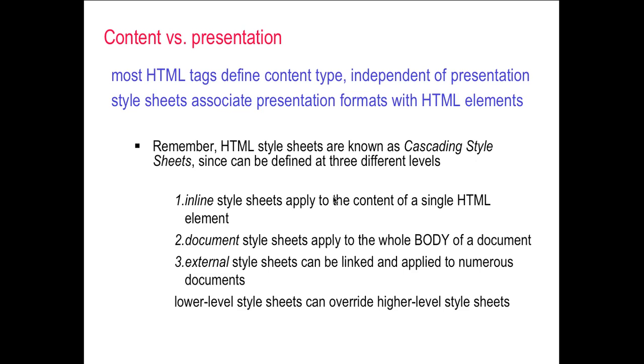Remember that HTML style sheets are known as cascading style sheets, since they're defined at 3 different levels. So you want to know what the 3 different levels of CSS are. We have inline, which applies to the content of a single HTML element. It's a slow way of doing it, but if you want to make something different and you're only going to do it for that one element, then you do it inline, and it makes no sense to create an entry in the CSS file for it. Document style sheets apply to the whole body of the document. And then we have external style sheets that can be linked and applied to numerous different documents.